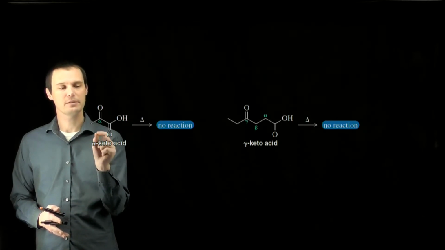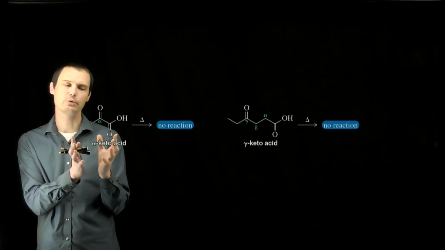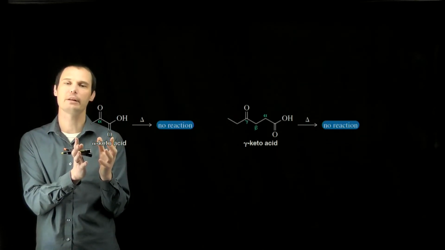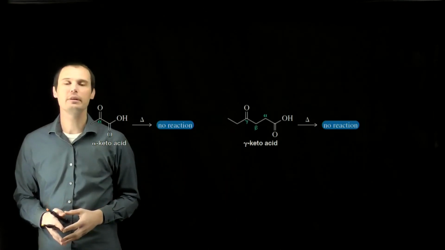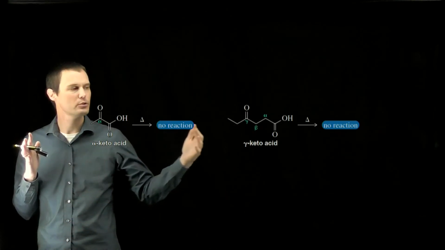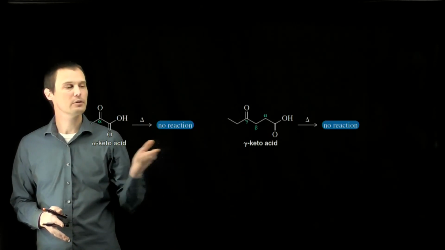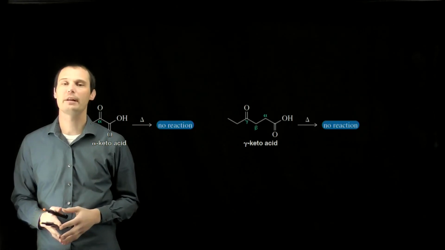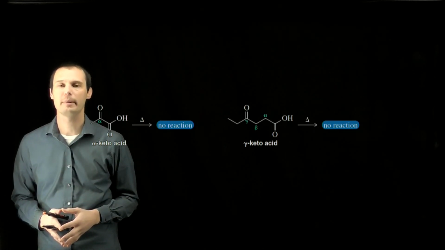With the alpha keto acid, there's not that CH2 group in between the 2 carbonyls, and so this system is too short to have a 6-electron aromatic transition state. With the gamma keto acid, there's too many atoms between the carbonyls, and so that system is too long to have a 6-electron aromatic transition state. Because neither of these molecules can undergo that 6-electron aromatic transition state, neither the alpha nor the gamma keto acids can undergo the decarboxylation reaction.